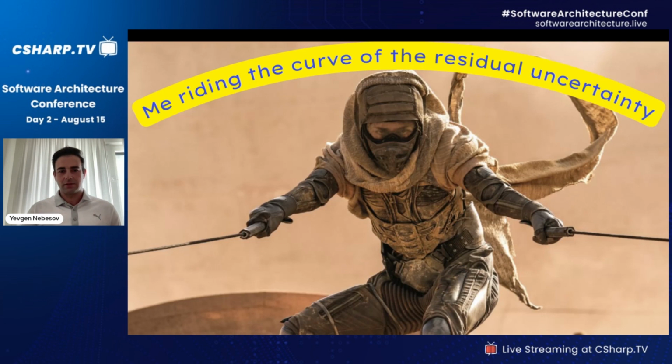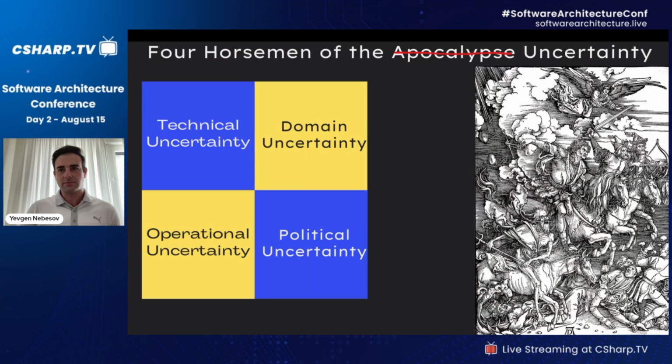And while writing this curve of the residual uncertainty, I was trying to understand what are the sources of the uncertainty and complexity. And after some thinking, I developed this quadrant with 4 different sources. First of all, the technical uncertainty. So this is a classical uncertainty that we as architects are already familiar with, where we have to hedge technical options under the given risks.